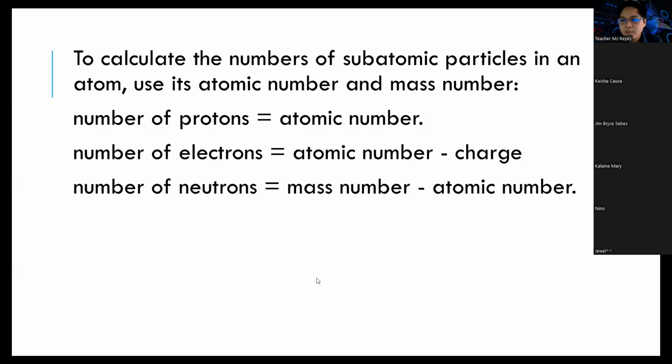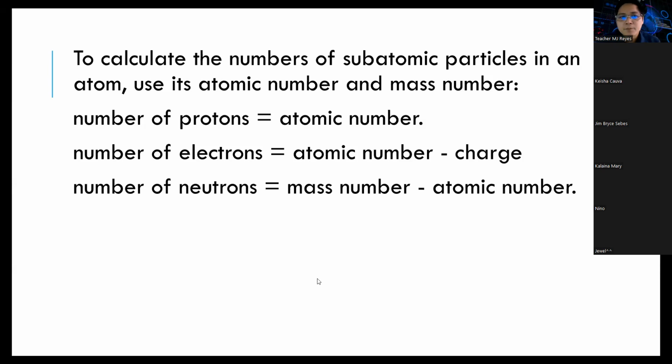Good morning, grade 8. We are now in the giving of examples, the unlocking of difficulties, right? As promised, I will give you a lot of examples with regards to how we can get the number of protons, neutrons, and electrons, and how we can have the electron configuration of a particular element. So let's start with how we can get the number of protons, neutrons, and electrons.